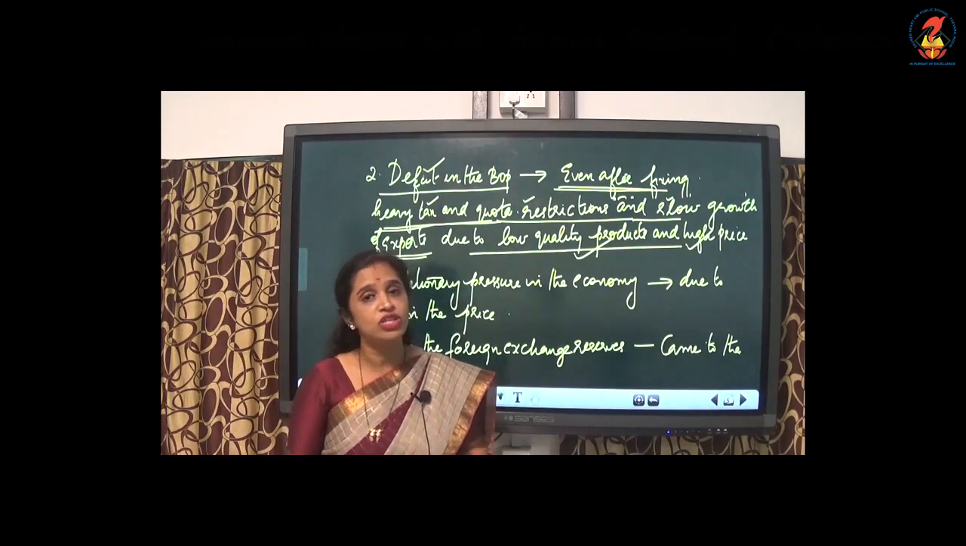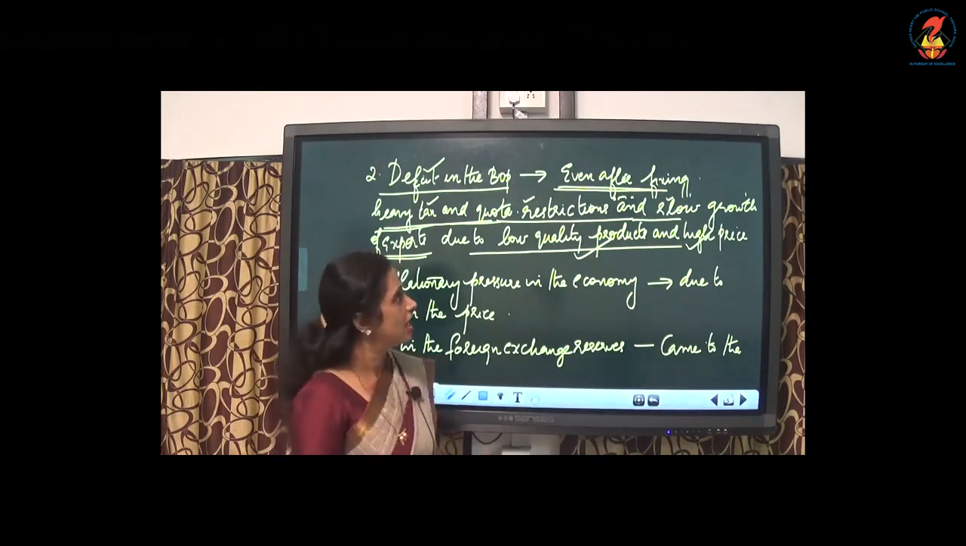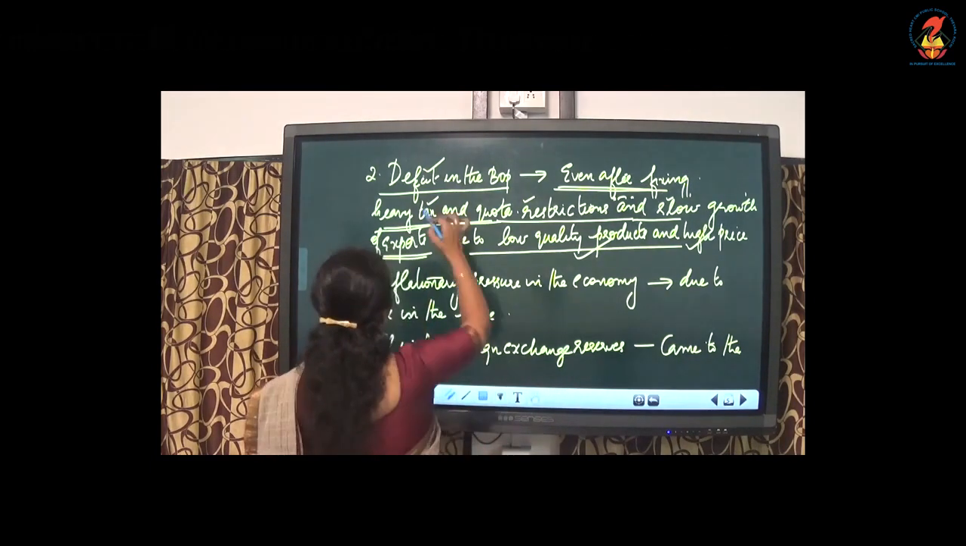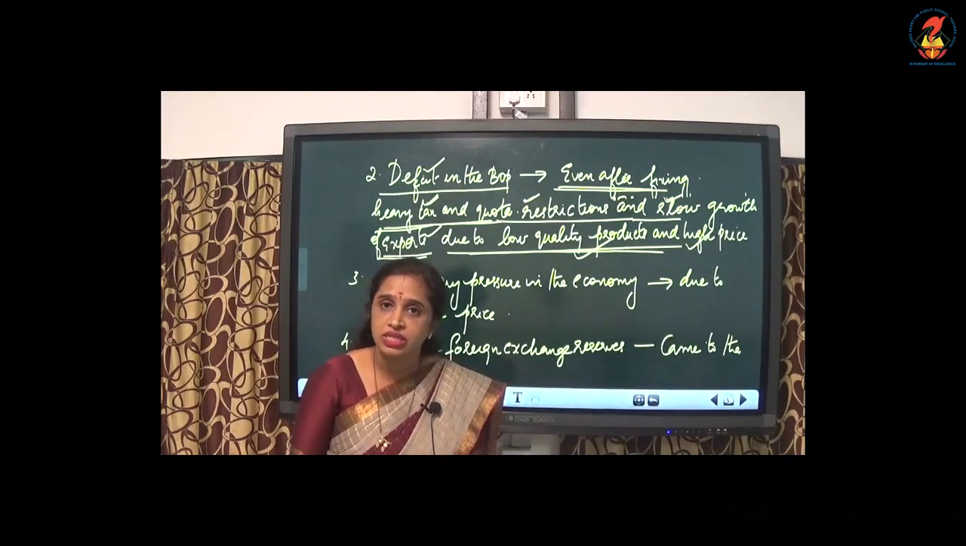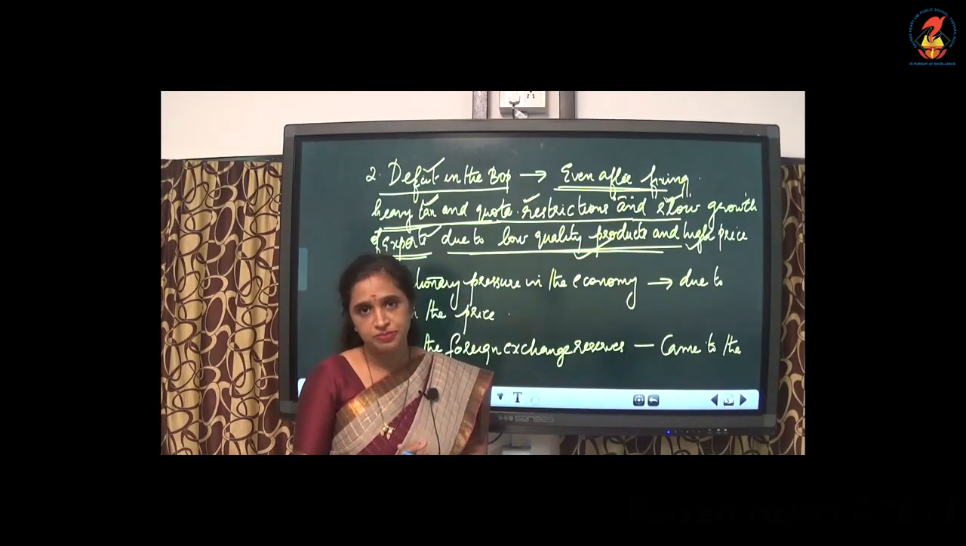So I hope all the points under deficit in the balance of payment are clear to you. I will point it out once again. Heavy tax and quota restrictions, slow growth of exports due to low quality products and higher price. Our exports were very low because of low quality, then quota restrictions, then higher price, etc. All these paved a way for deficit in the balance of payment.